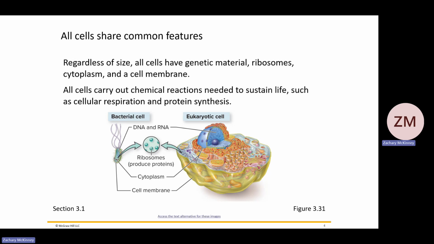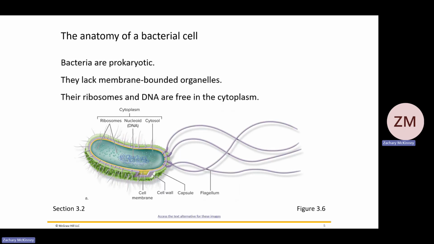They all carry out reactions needed to sustain life, things like cellular respiration, protein synthesis, some cells do photosynthesis, right, for producing sugars. And so all of these are essential for life. And cells have this ability to be able to pass things back and forth. And so that's going to be something that we'll see is essential for these chemical reactions. So start with the bacterial cell.